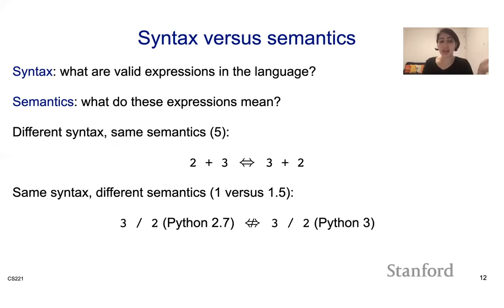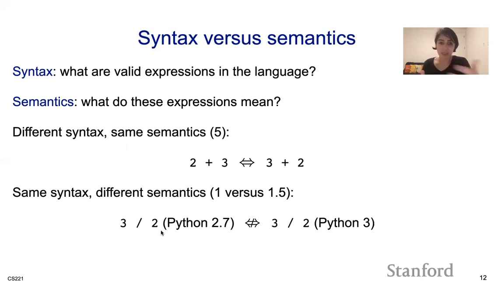On the other hand, we can have settings where we have the same syntax, things look the same, but they have different meanings. For example, you can look at 3/2 in Python 2.7 versus Python 3. In that case, it looks the same: 3 looks the same, the divide looks the same, 2 looks the same. So syntactically, these two are exactly the same thing, but semantically, they have different meanings. They actually correspond to different values, right?